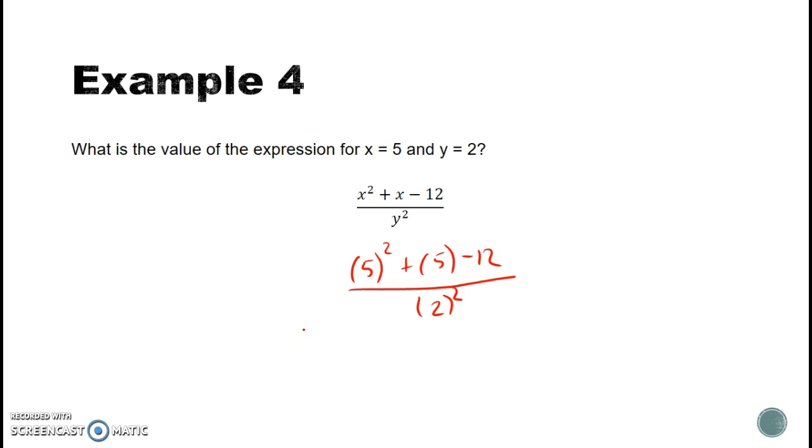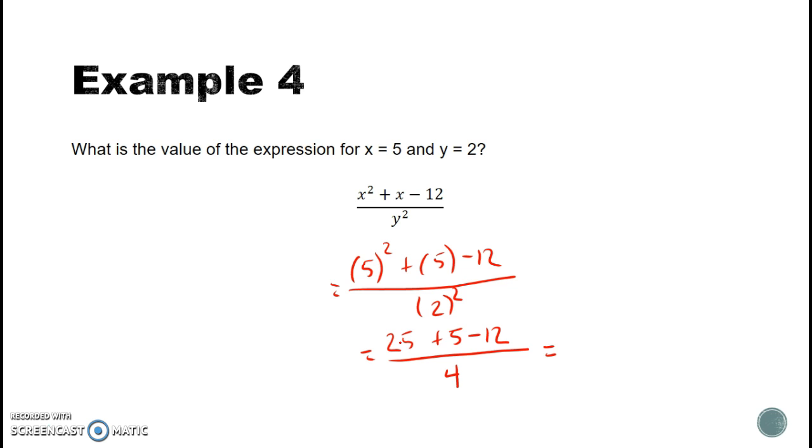Now once I have this, then I'm just going to evaluate, or simplify using order of operations. So our grouping symbol, again, we've got this fraction bar. I know we have sets of parentheses. There's only a number. It's not grouping anything together. Our grouping symbol is the fraction bar. So I'm going to come up to the top, and in my numerator, I have an exponent. So 5 squared is 25. We have plus 5 minus 12. And I'm going to evaluate the exponent in the bottom. So 2 squared is 4.